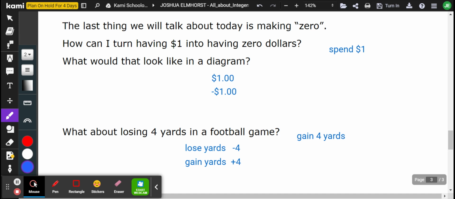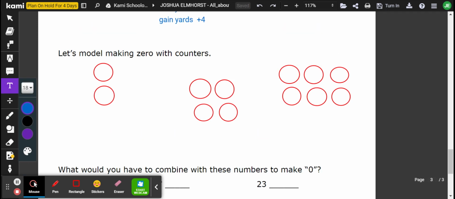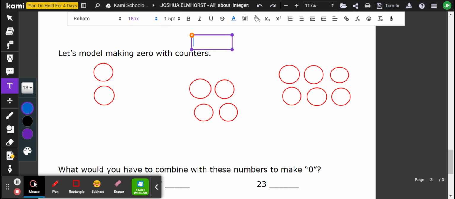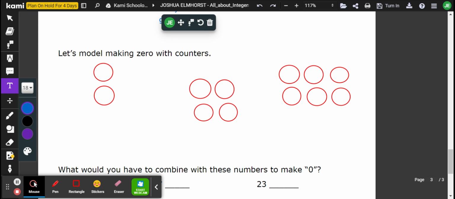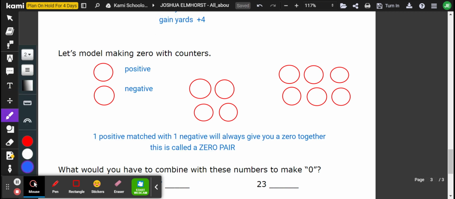So this concept of positives and negatives can go together to help you understand how to get back to a 0 point. So the idea of gaining and losing, positives and negatives together, we're going to model this out in positives and negatives. So if we had one positive and one negative, if you go a positive yard and a negative yard together, both of these would reset you back at zero.